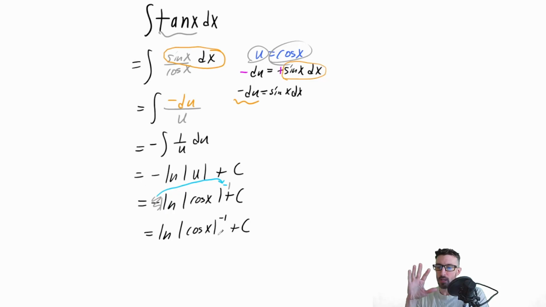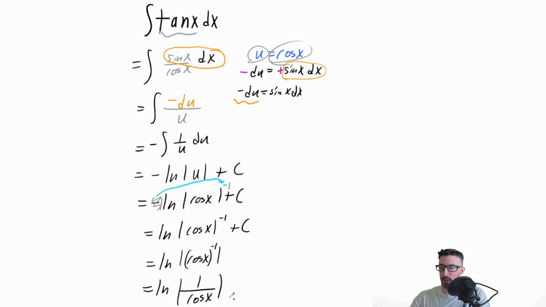Okay, but we can skip a little bit of steps here, and I'm just going to let you know that you actually can put that negative 1 inside with the cosine. So now you have absolute value of cosine x raised to the negative 1. Now, when you raise something to the negative 1, that's the same thing as putting 1 over that thing. But what is 1 over the cosine? Well, it's actually just the secant. So that's it. We are done here.